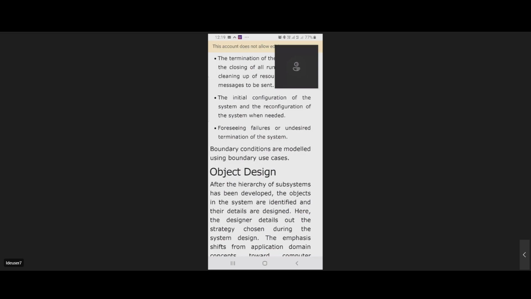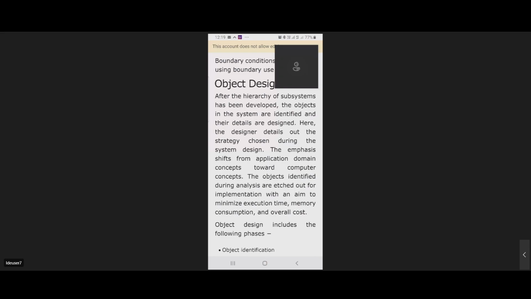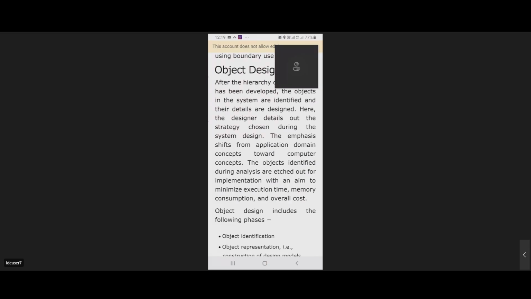The object design. The hierarchy of subsystems has been developed. The objects in the system are identified and their details are defined. So here the design details out the strategy chosen during the system design. The emphasis is shifted from application domain concepts towards computer concepts. Concepts identified during analysis are extended for implementation with an aim to minimize execution time, memory consumption, and overall cost. So when you're going to minimize the consumption of space, that's the time that is going to increase the project cost.